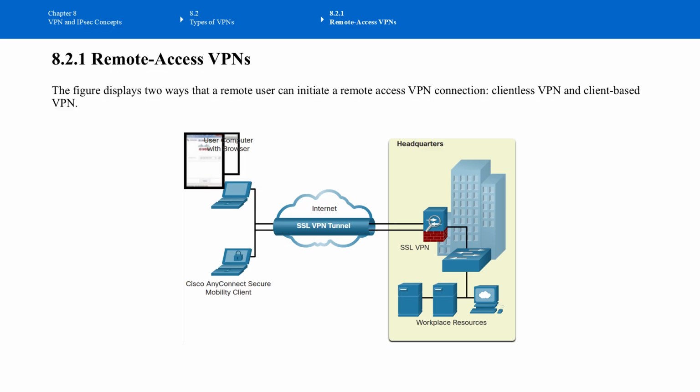So the path here is: the remote user connects to the internet, and then there is an SSL VPN tunnel, which goes to the SSL VPN gateway, and then reaches the workplace resources.